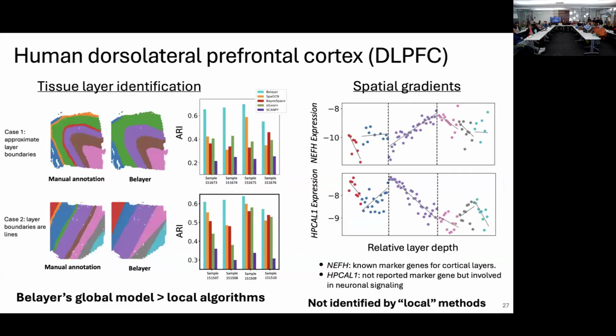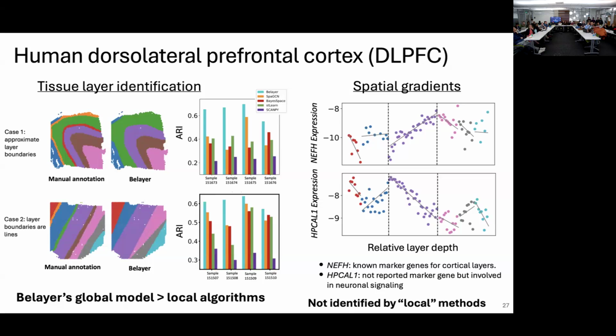But just to show you what this looks like on some real data, here is this region of the brain that I'd shown before. It's called the human dorsolateral prefrontal cortex. And we show that through this kind of global 1D model, we can identify these layers of the tissue more accurately than existing approaches.